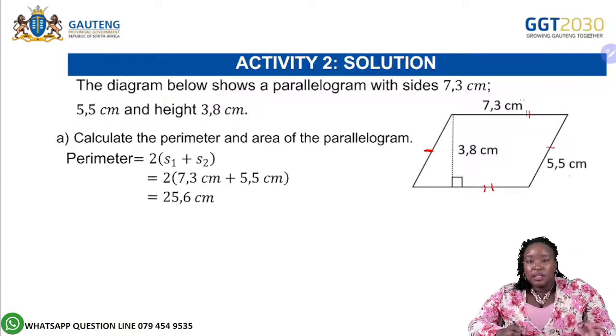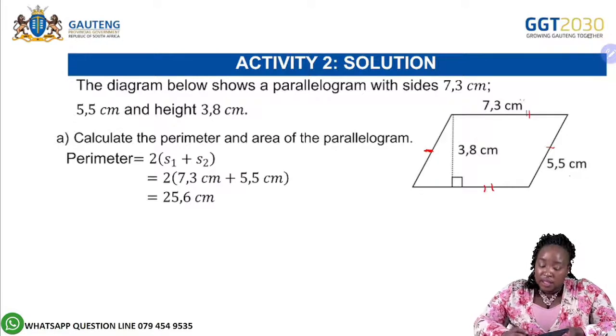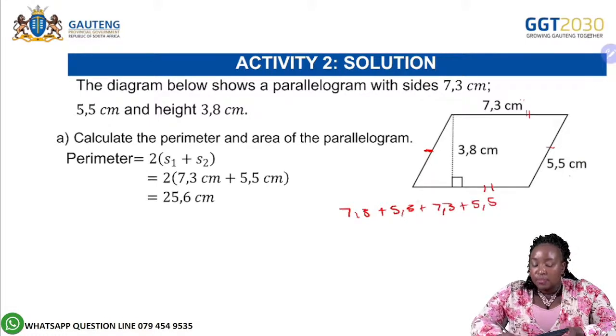You could have just as easily added 7.3 plus 5.5 plus 7.3 plus 5.5 centimeters. That is still very much acceptable to get your perimeter. Okay, that's fine.